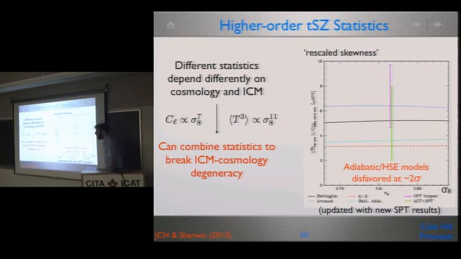Sorry? Oh, it's on here. It's the low. It's the red one. Yeah, it's the most intense. Yeah. No, sorry about that.